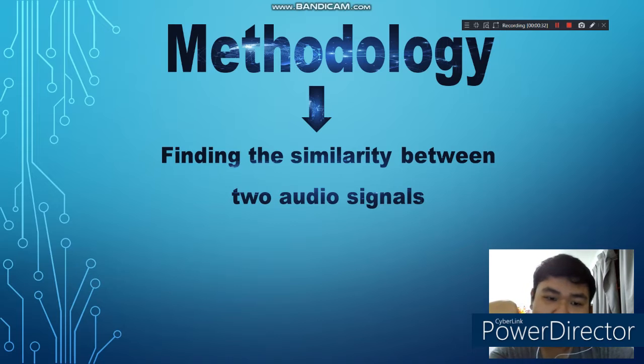Correlation is the measure of similarity between two series as a function of the displacement of one relative to the other in signal processing.